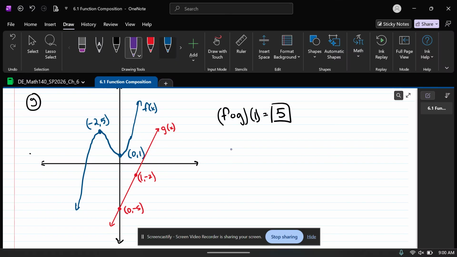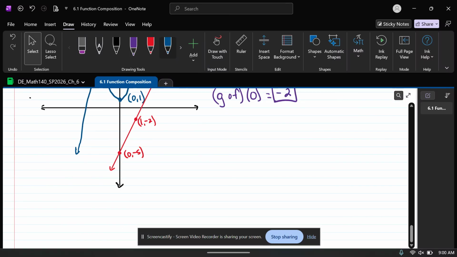Let's do another one. Let's do g composed with f of 0. So on this one, where do I go first? You go to 0, 1 on the f of x function. So 1, -2. -2 would be my final answer there. Exact same thing as the table, but we got to go into the graph to find it. That's really all it is. Function composition. Fun things.